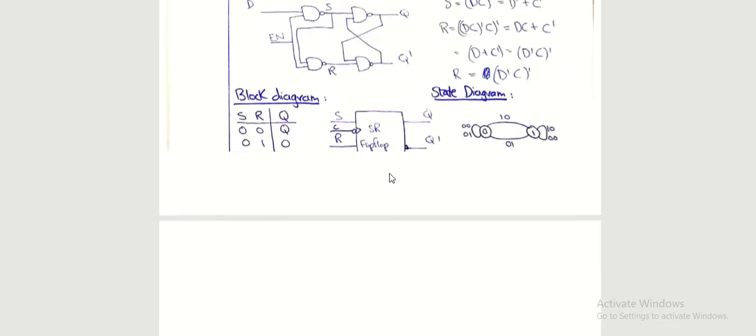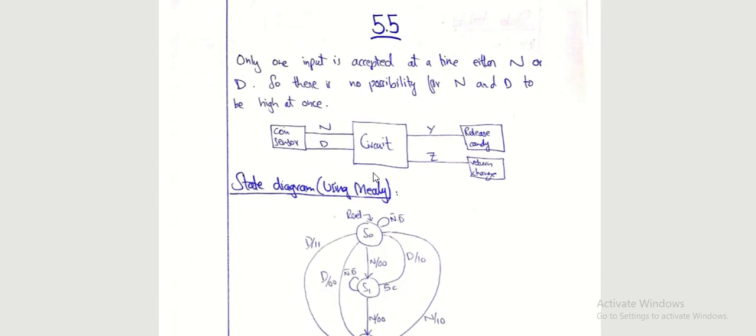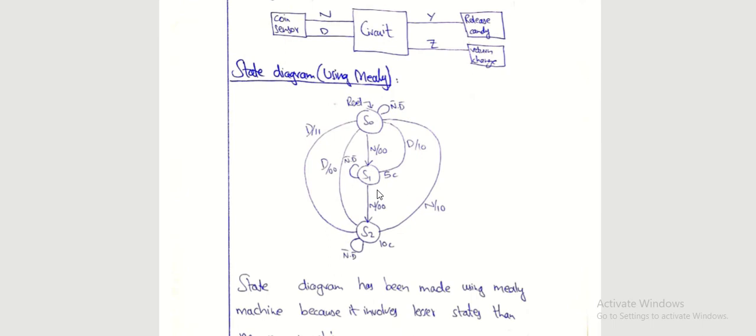So for this, first, here you can see we have the coin sensor which will sense if the input is a nickel or dime. After that we have the combinational circuit, and after that we get the output, which is in the form of Y, the mechanism of releasing candy, and Z, the change. For this we have made this state diagram, which is basically a Mealy machine. You can see N and D are the inputs and Y and Z are the outputs.